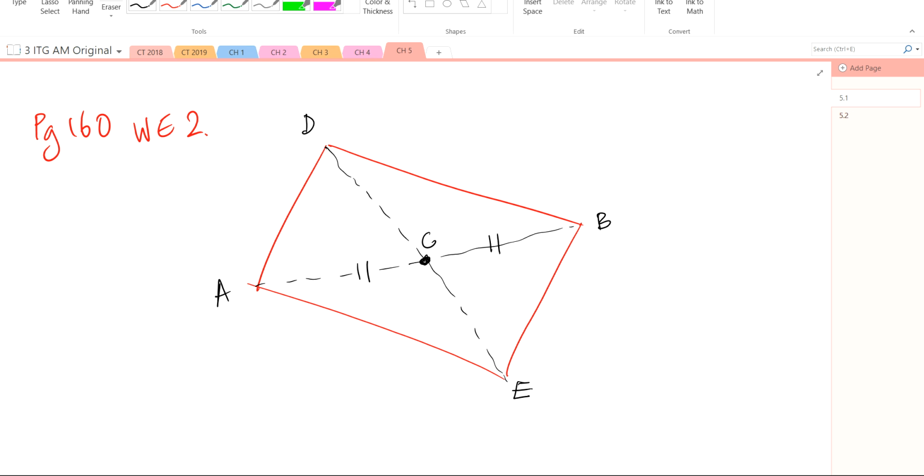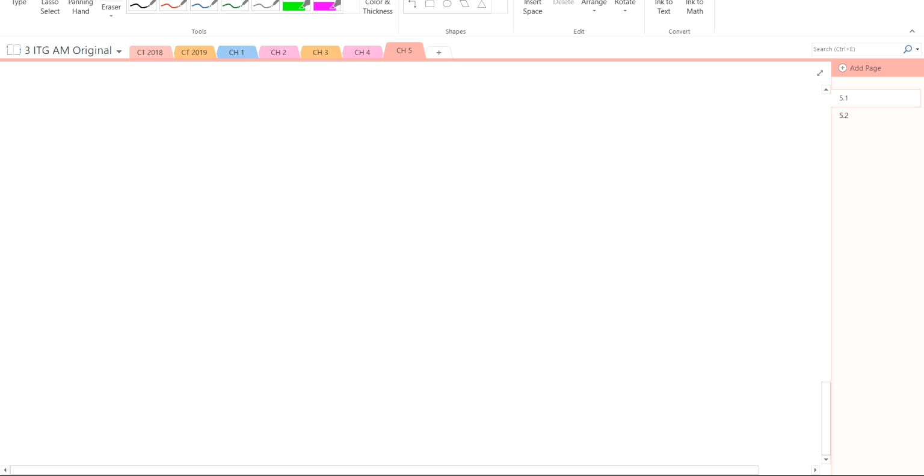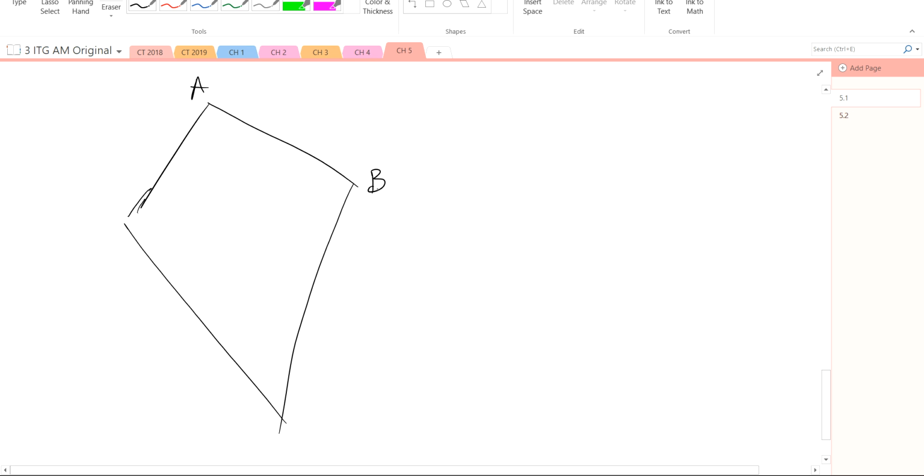No. Rectangle? No. Square? No. Center of gravity. What about a kite? Remember what a kite is? Still doesn't change. So this is a kite. A, B, C, D. Diagonal.